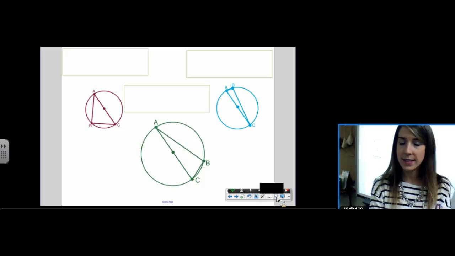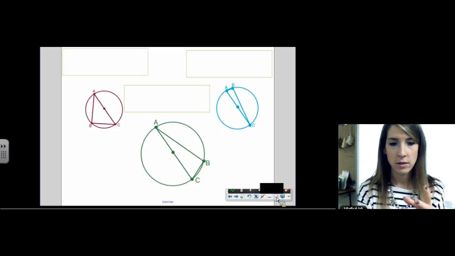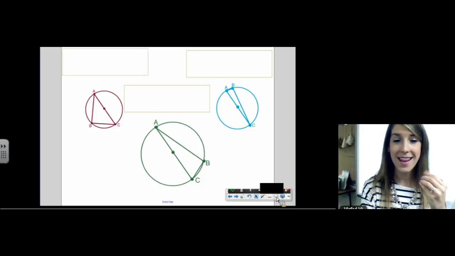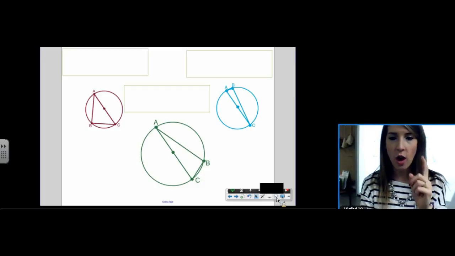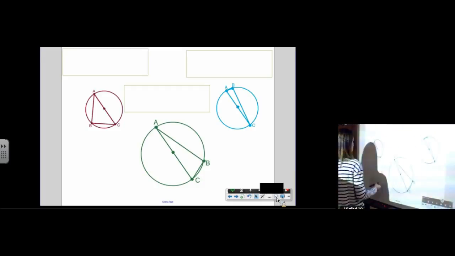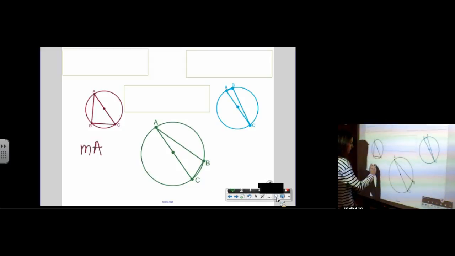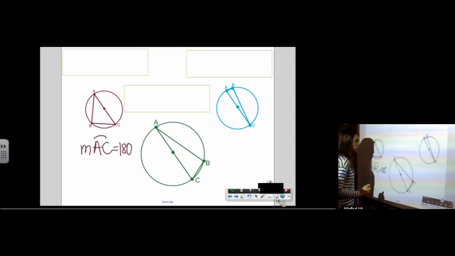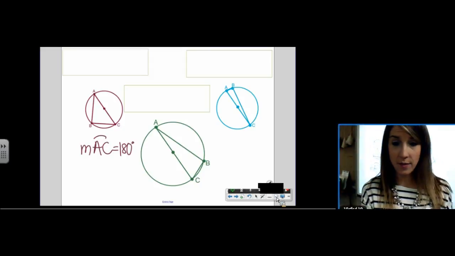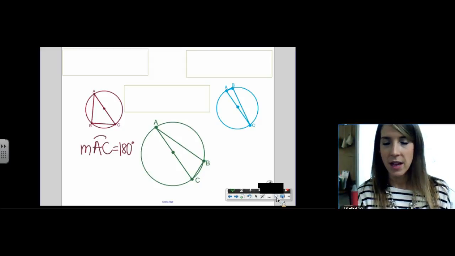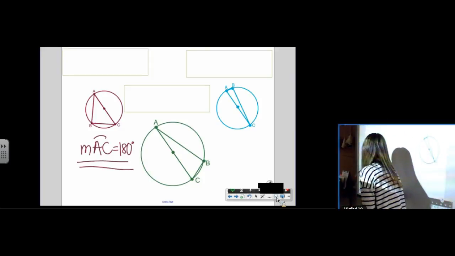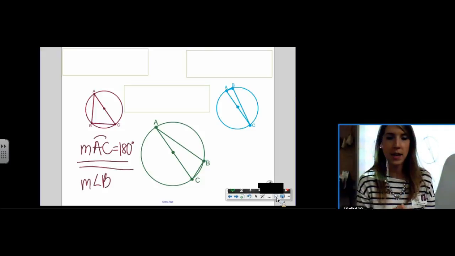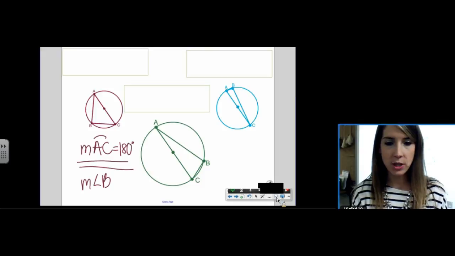Angle ABC in every picture is what kind of angle? An inscribed angle. So, what is arc AC in every picture? The measure of arc AC in every picture. Right? Because AC is a diameter. Now, if an inscribed angle is opening up to that same arc every time, what is the measure of angle B in every picture?